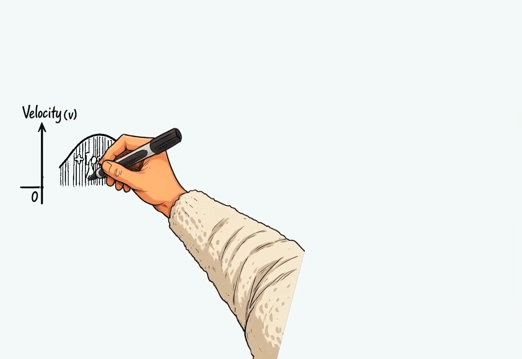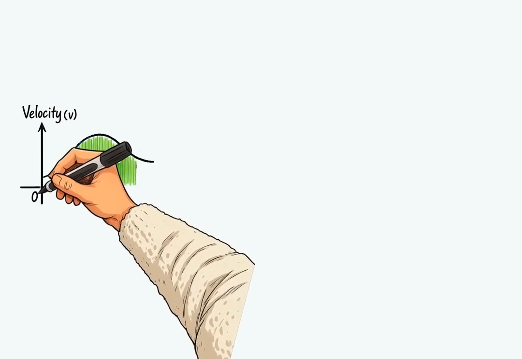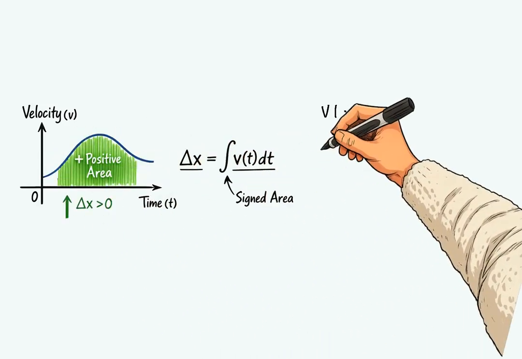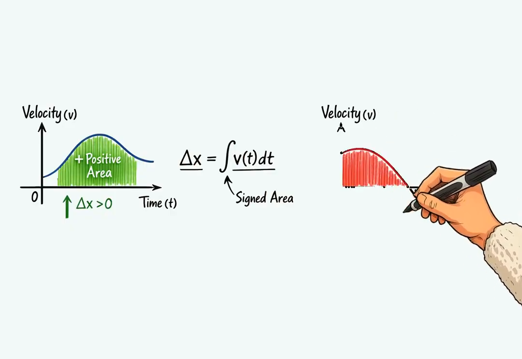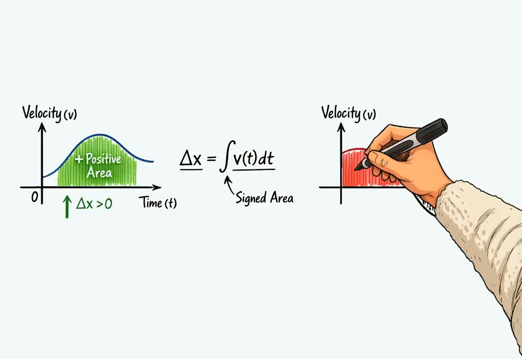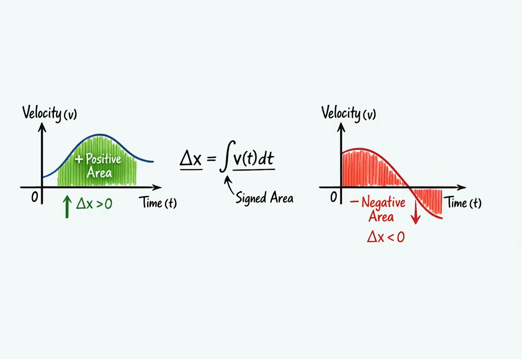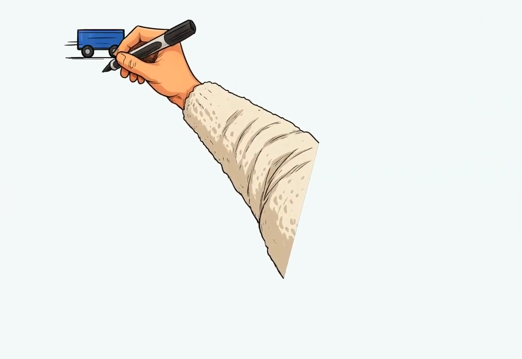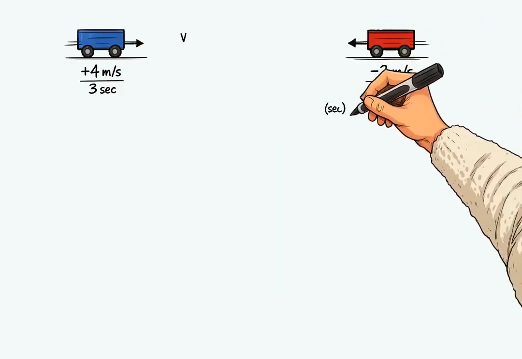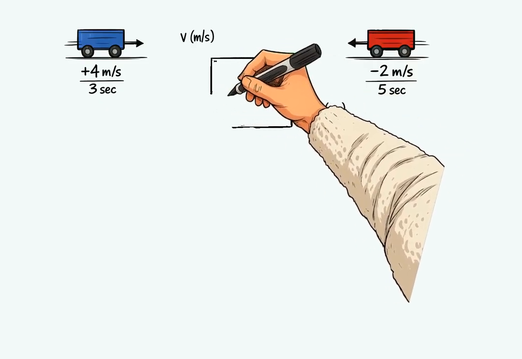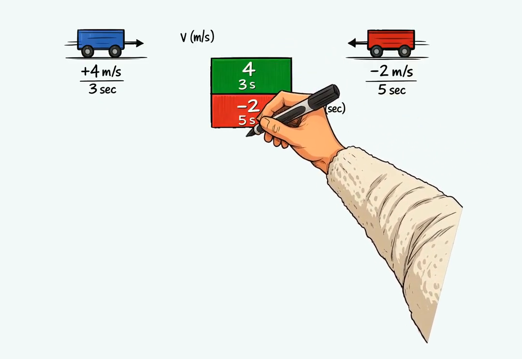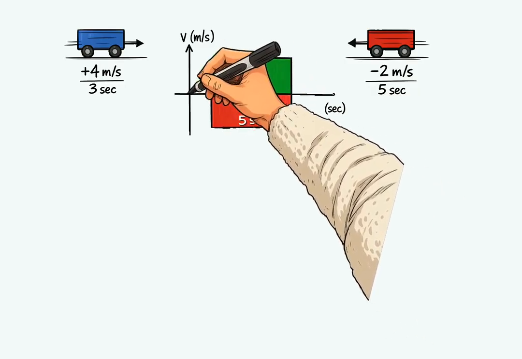The phrase area under the curve can mislead if you picture area as always positive. In motion, velocity carries a sign, so the integral is a signed area. Where the graph is above the time axis, it contributes positively to delta x. Where it is below, it contributes negatively. For instance, suppose a cart moves right at plus 4 meters per second for 3 seconds, then left at negative 2 meters per second for 5 seconds.